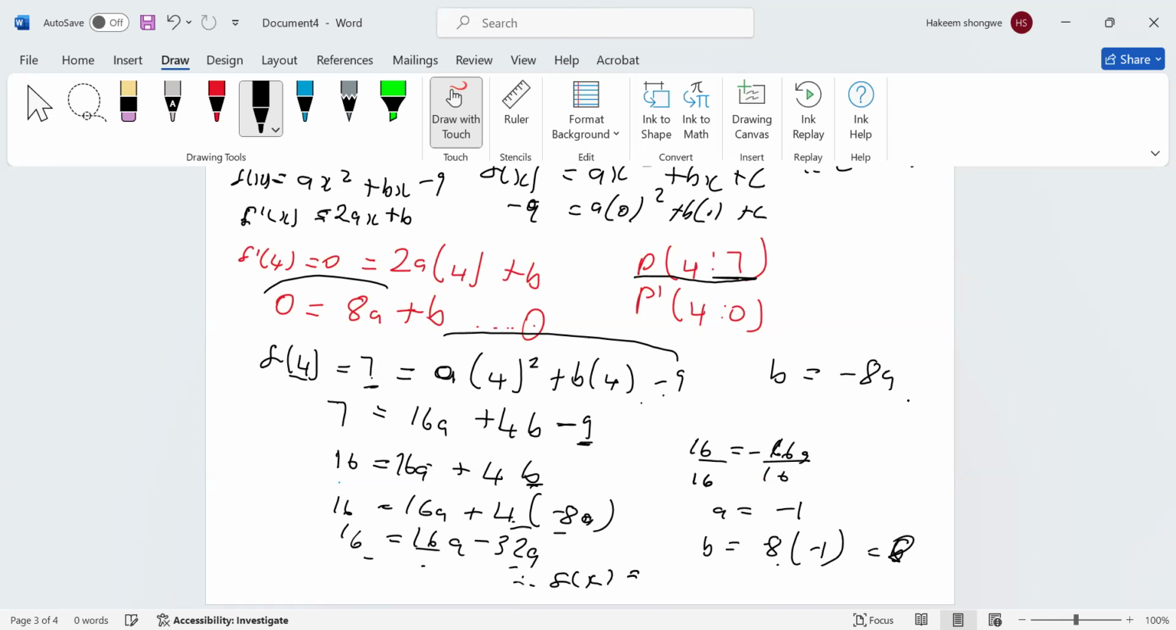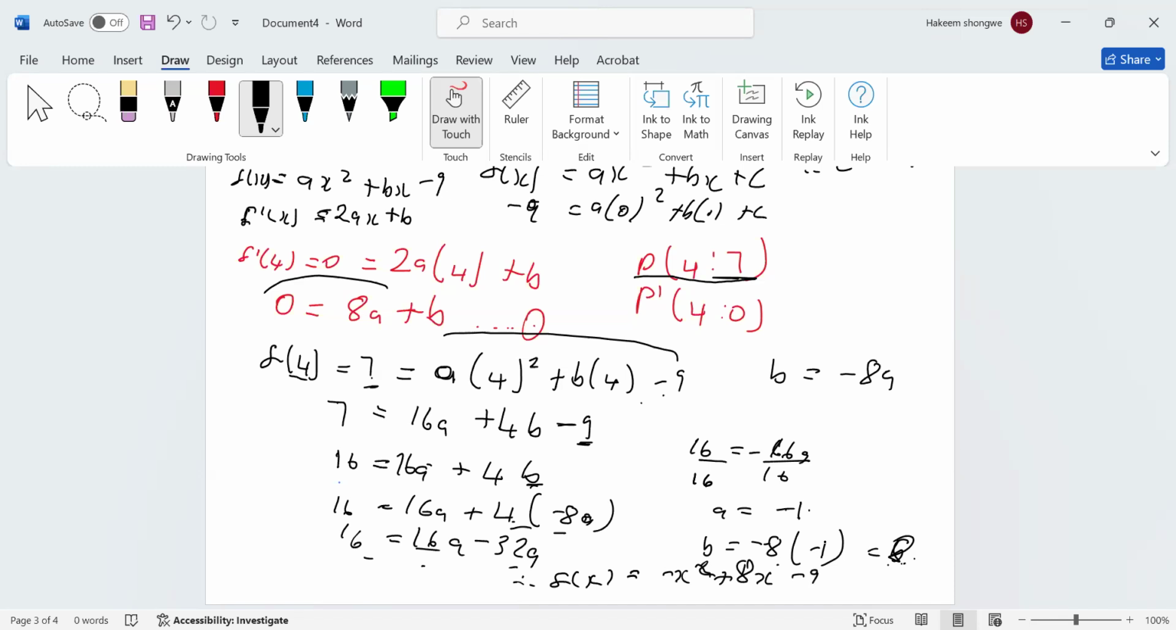is not minus, it's minus, minus. I think this one we got minus 1. So what you get as our answer is minus x squared plus 8x minus 9. Okay.